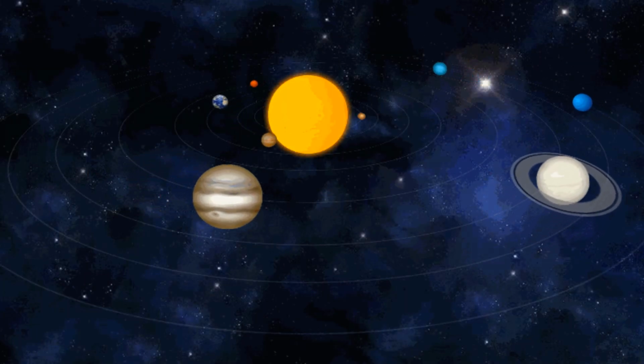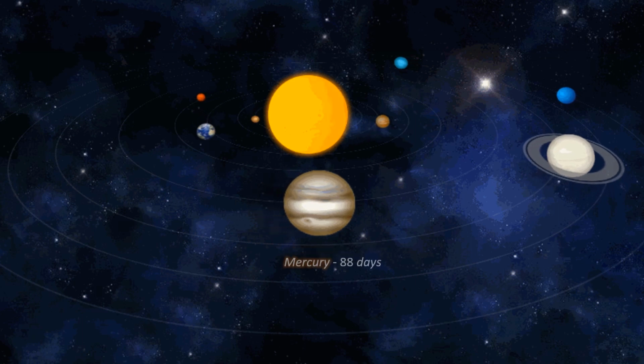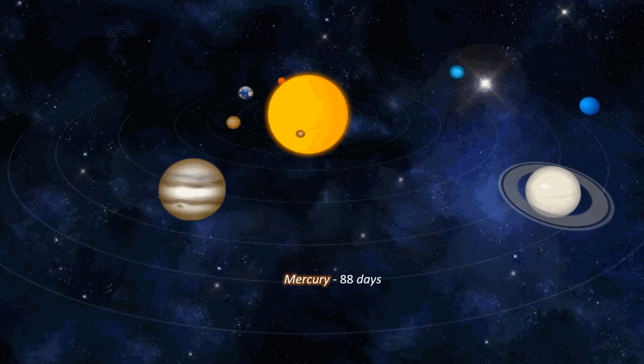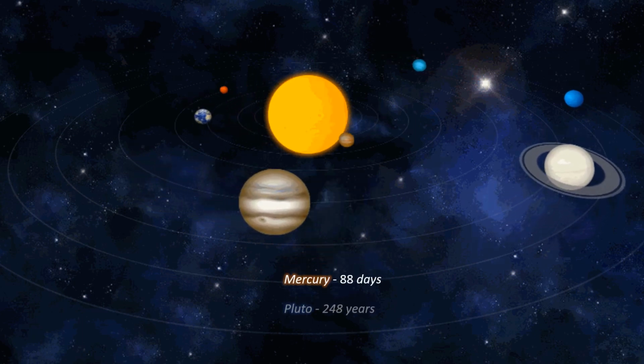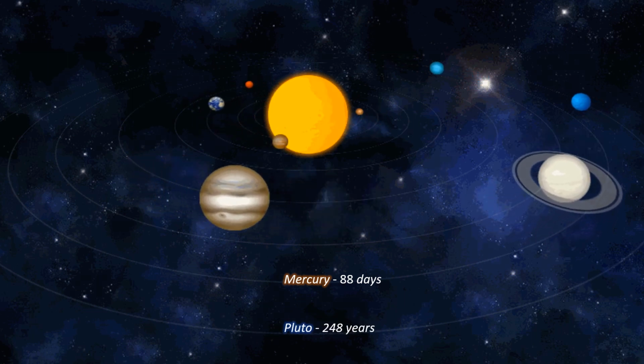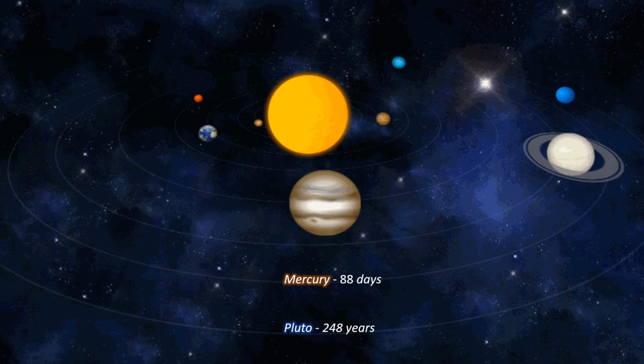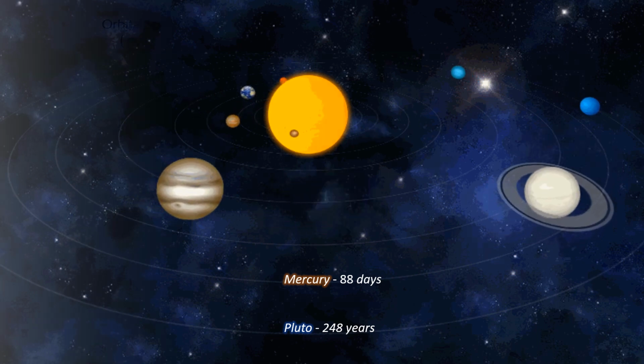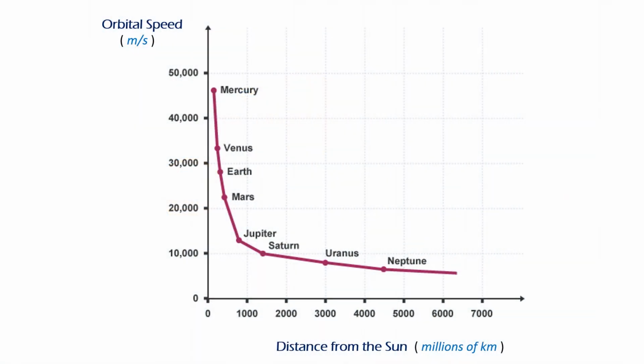The closer the planet is to the Sun, the stronger its gravitational pull. So Mercury takes just 88 days to complete one orbit around the Sun. This graph shows how the orbital speed varies with the distance away from the Sun.